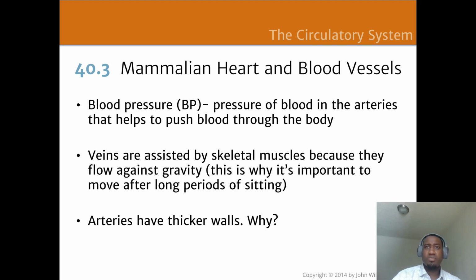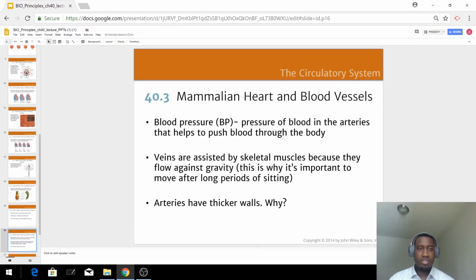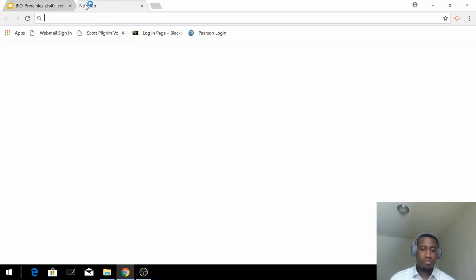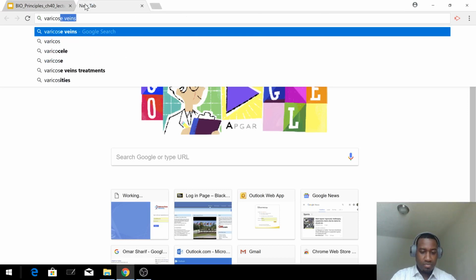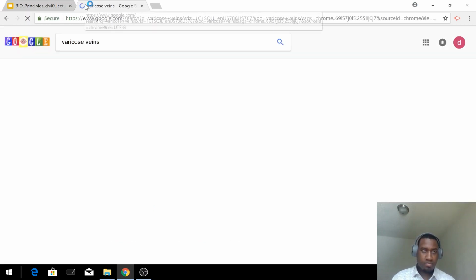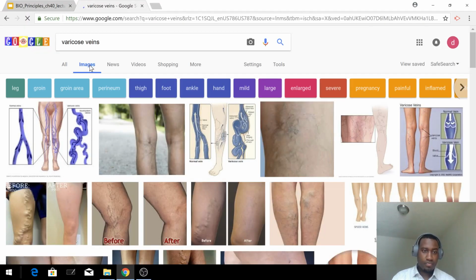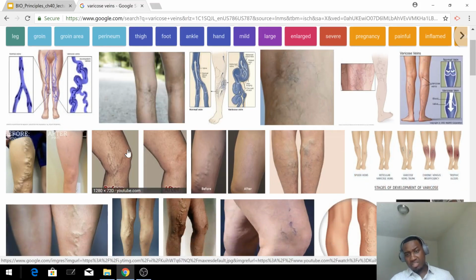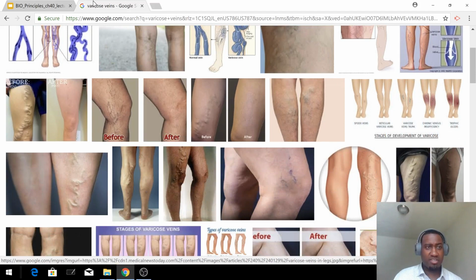It also helps with a condition called varicose veins. If you guys have ever seen varicose veins, well, let's see if we can find one. Oh my goodness. All right, y'all see it. That's enough.